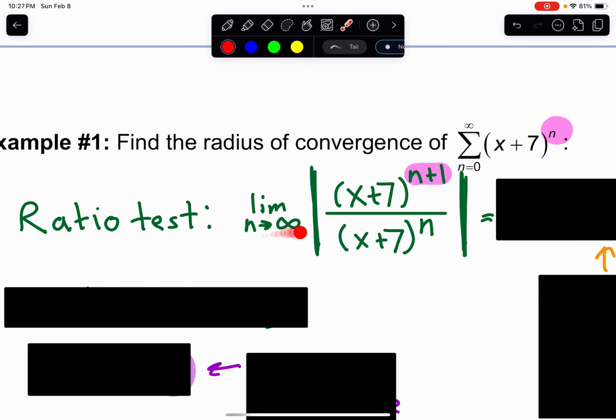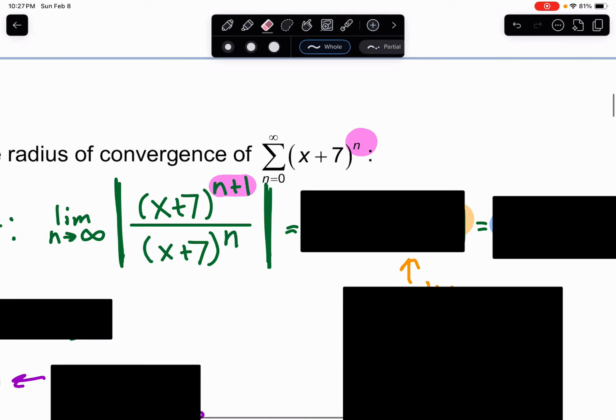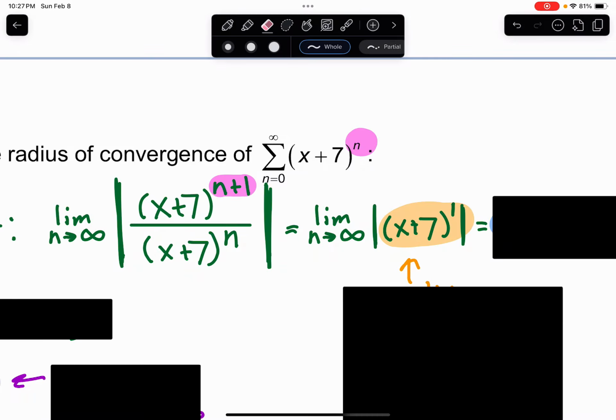So limit as n approaches infinity, absolute value of x plus 7 to the n plus 1 over x plus 7 to the n. So again, this is the a sub n plus 1 term. This is the a sub n term here. And now we can apply some algebra to try to simplify this, right? When we are dividing, we subtract the exponents, so n minus n goes away, and then we get x plus 7 just to the first power.